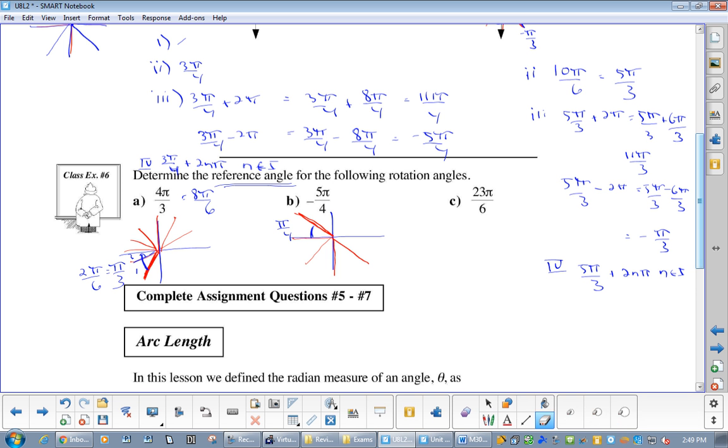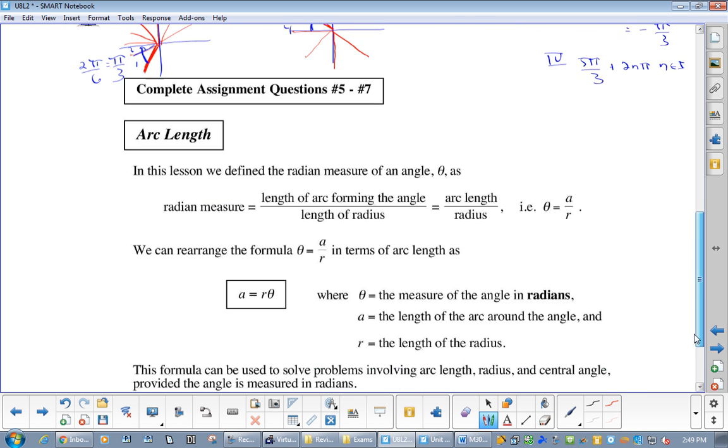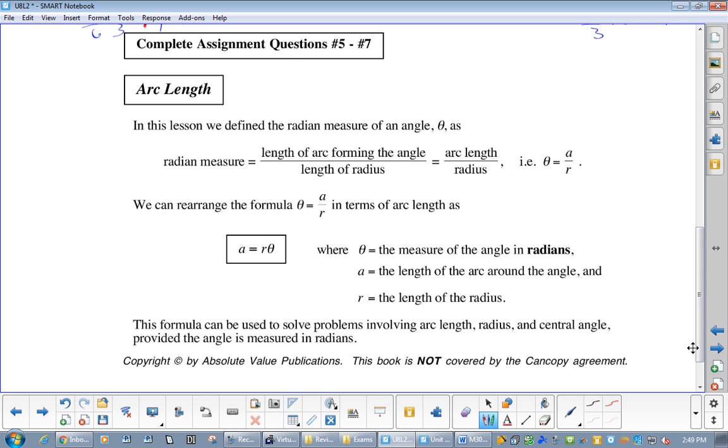Okay, and 23 pi over 6. That's just ridiculous. Let's not do that one.